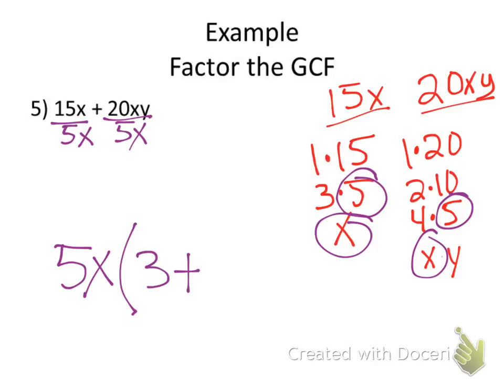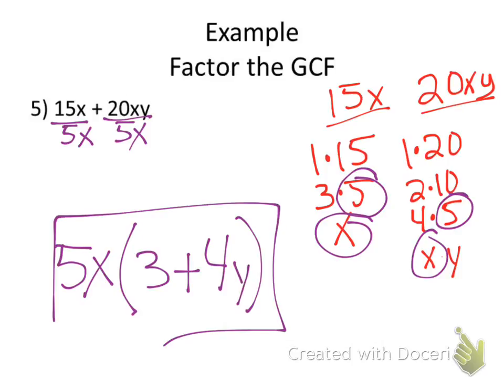Plus, what is 20 divided by 5? 4. And you had an xy, but you're taking the x to the front. So it's just 1. So it's just y. Good. All right, raise your hand if you have any questions about 1 through 5.